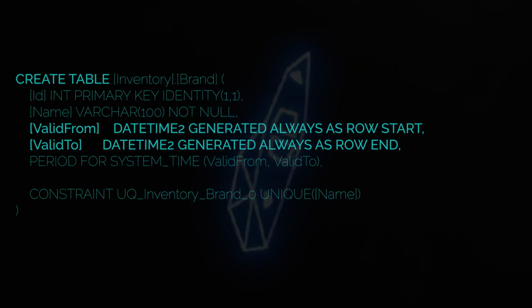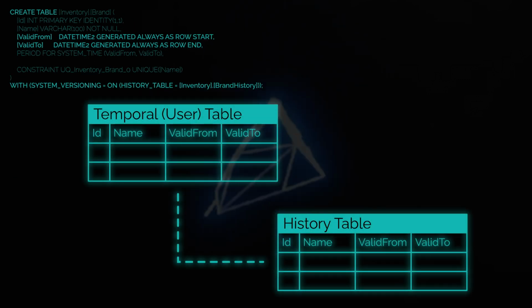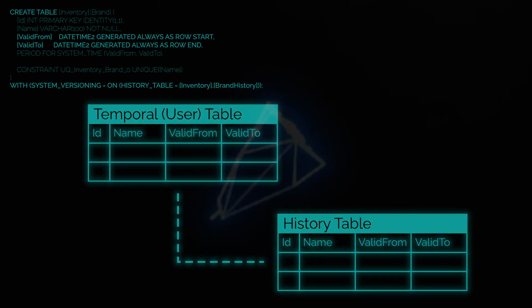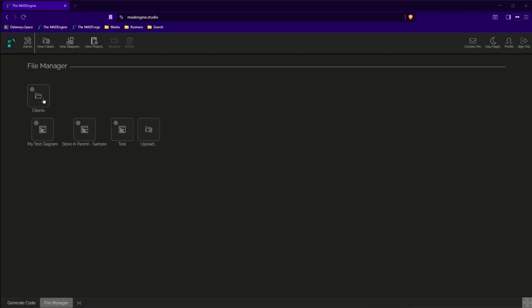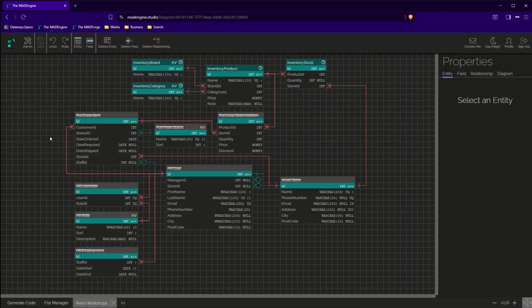When we create a table, we can include a command to reference a history table. This will cause the system to also create an additional table with a mirrored schema to your table. This is the history table. You now have a temporal table and a history table pair. Let's now head over to the MADEngine to create some SQL scripts to create temporal tables with associated history tables.